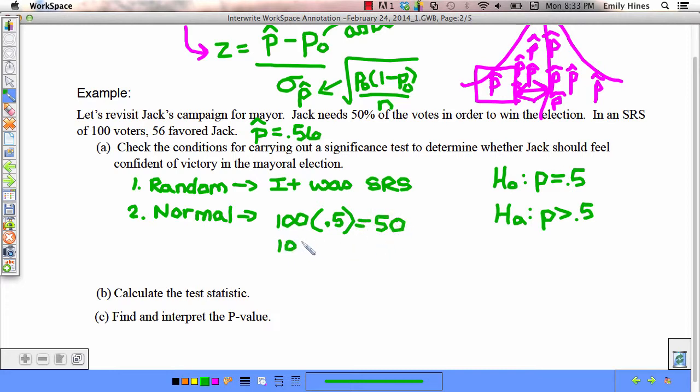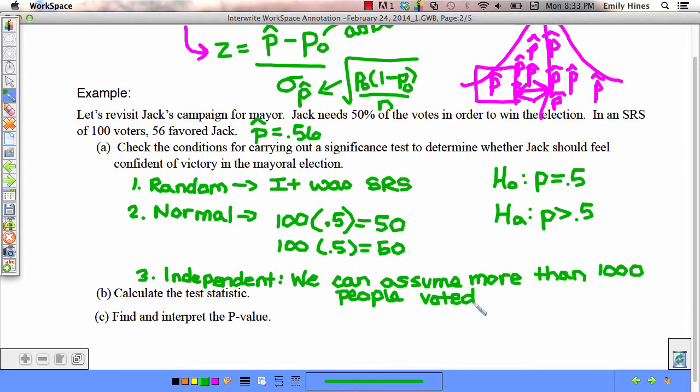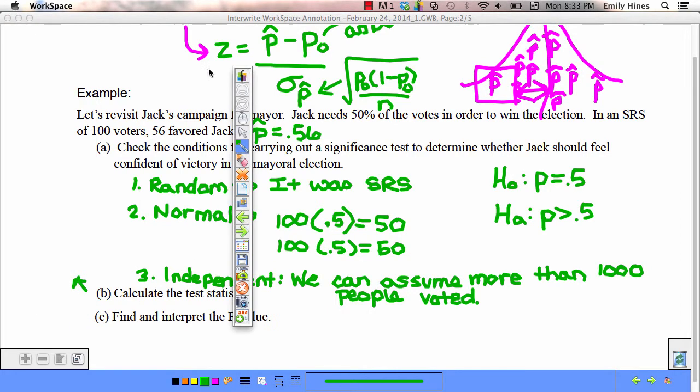And likewise, 1 minus P would be the same thing. And 3 would be independence, where we can assume more than 1,000 people voted. Okay, calculate the test statistic. We'll do that over here, kind of out of the way.